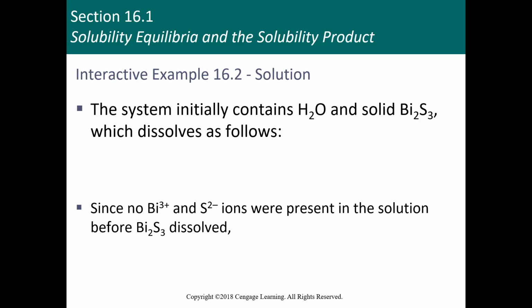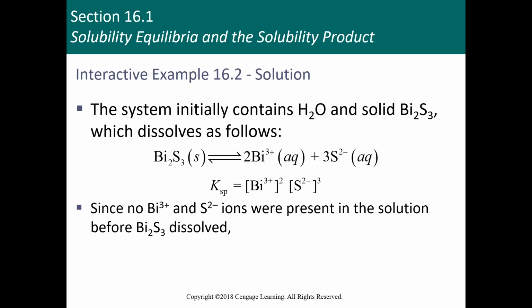Okay, so your system initially just contains water and solid Bi2S3. This Bi2S3 is going to dissolve like so. And notice we just break this apart. So we go Bi, we put 3+ there, it's a cation, that's the charge that has to be accounted for.